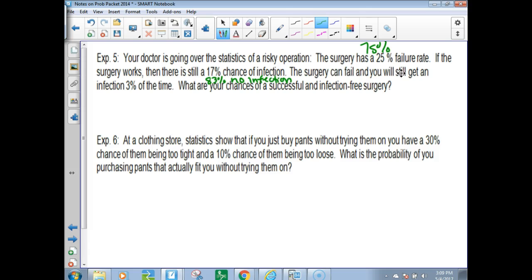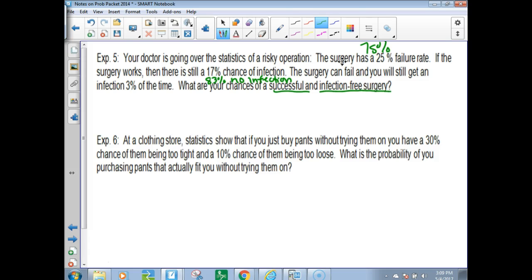The surgery can fail, and you will still get an infection 3% of the time. Ooh. Well, that'd be a bummer. Surgery didn't go well, and you got an infection. Oh, double whammy. What are your chances of a successful infection-free surgery?